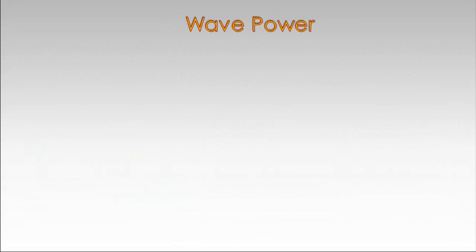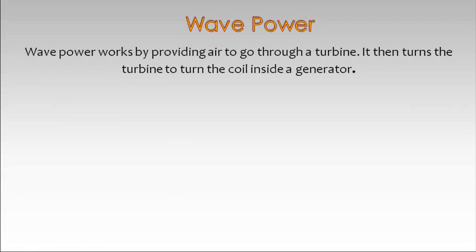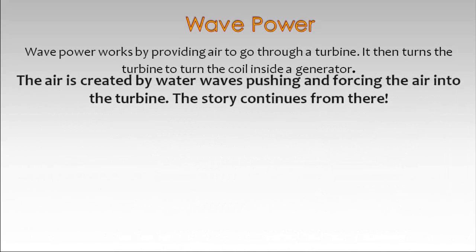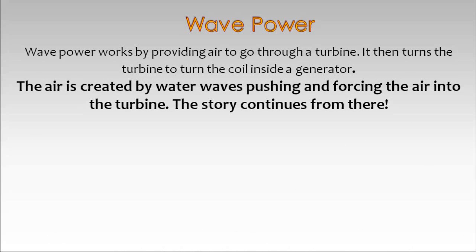Wave power. Wave power works by providing air to go through a turbine. It then turns the turbine to turn the coil inside a generator. The air is created by water waves pushing and forcing the air into the turbine. The story continues from there.